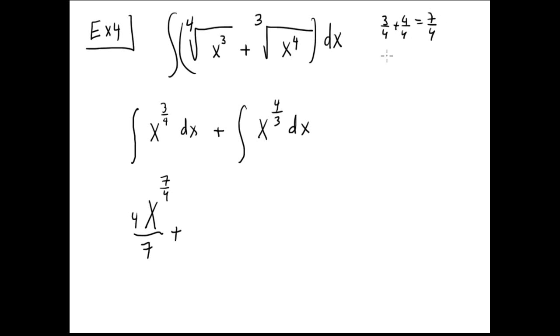plus 4 over 3 plus 1 is 3 over 3 is 7 over 3. So x, the exponent is 7 over 3 divided by this number, which is exactly the same as multiplication by the reciprocal, is 3 over 7. And don't forget the arbitrary constant. Also, this is the answer.